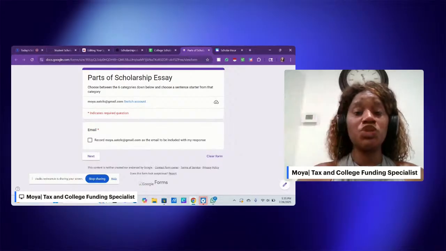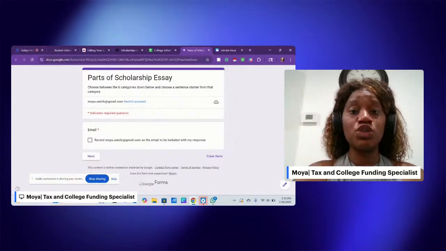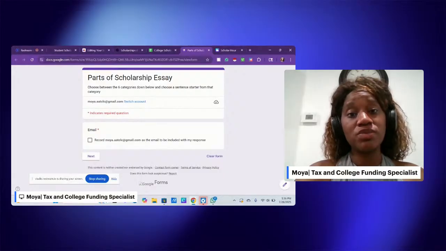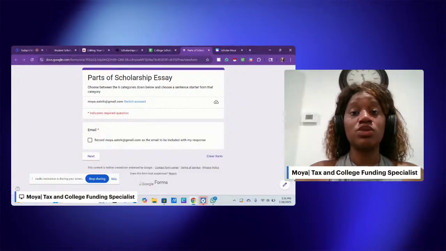And then 2, you're looking for 2 regional scholarships. That could be like if you live down south, or if you live on the East Coast, those are regional scholarships. And then 1 is national. Most of the time during scholar hour is national.